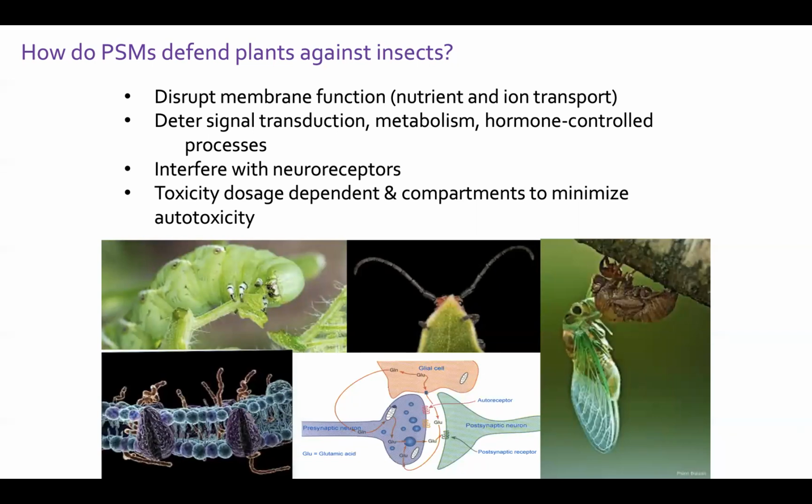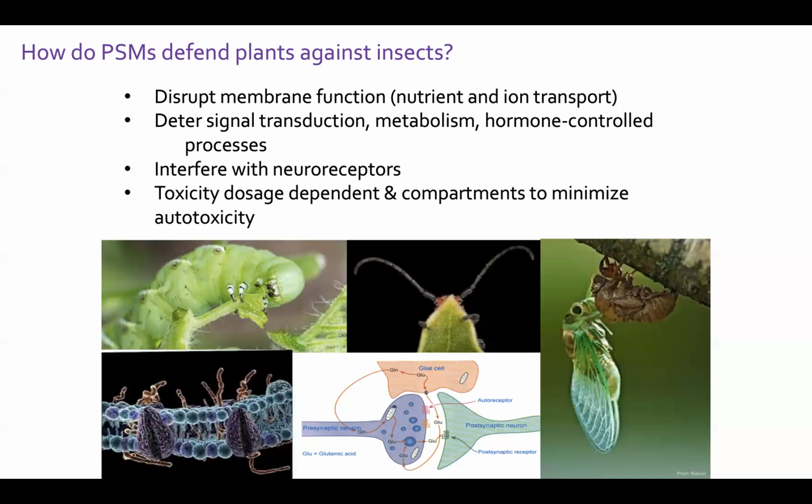But what we do know is that they appear to disrupt membrane function, so they can influence and inhibit nutrient and ion transport. We also know that they can deter signal transduction processes. That can alter metabolism as well as hormone controlled processes. We also know that some of these compounds are structurally similar to neurotransmitters and have been shown to interfere with insect neuroreceptors.